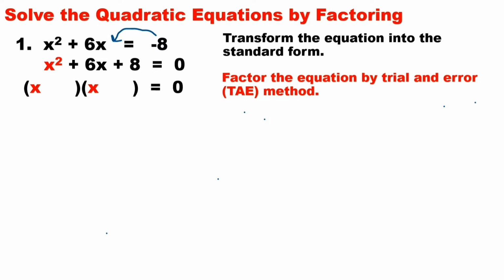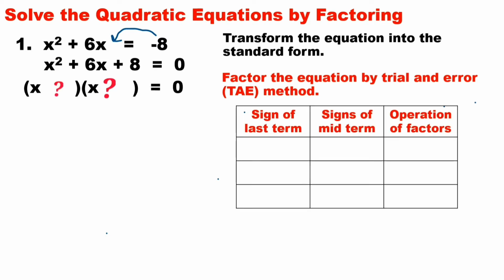And to determine the operations of the factors, please be reminded of this 3 columns table. In the first column, we have sign of the last term. In the second column, signs of the middle term. And for the third column, operations of the factors. Since the last term is positive and the middle term is positive, the operations of the factors are both positive.